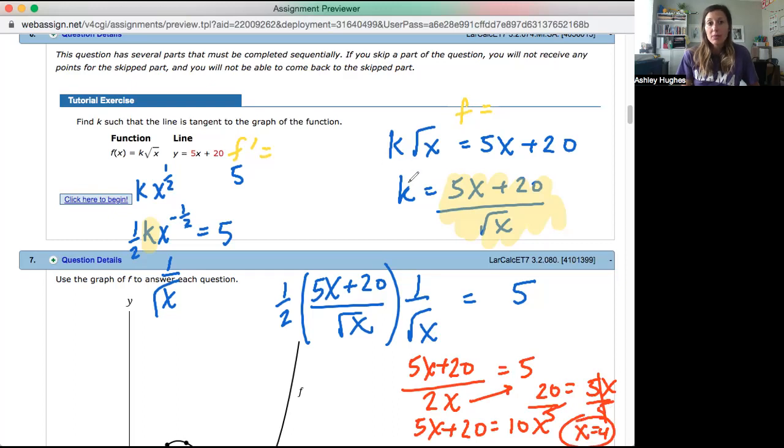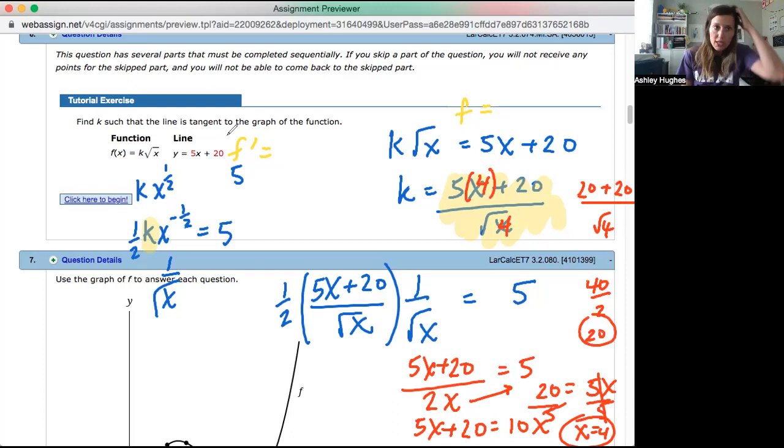And if I want to find k, I can plug it into this right here. So plug in 4 here and 4 here. So it would be 20 plus 20 over the square root of 4, which is 2. So we have 40 divided by 2, which is 20. And our question is find k. So k is 20.